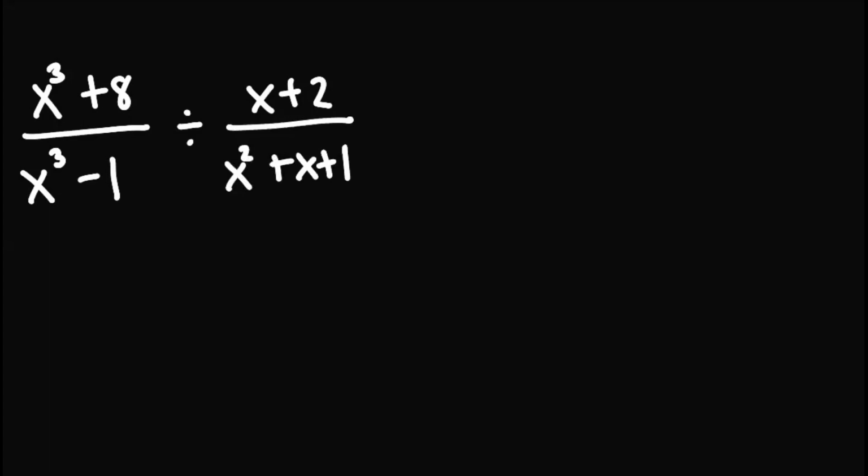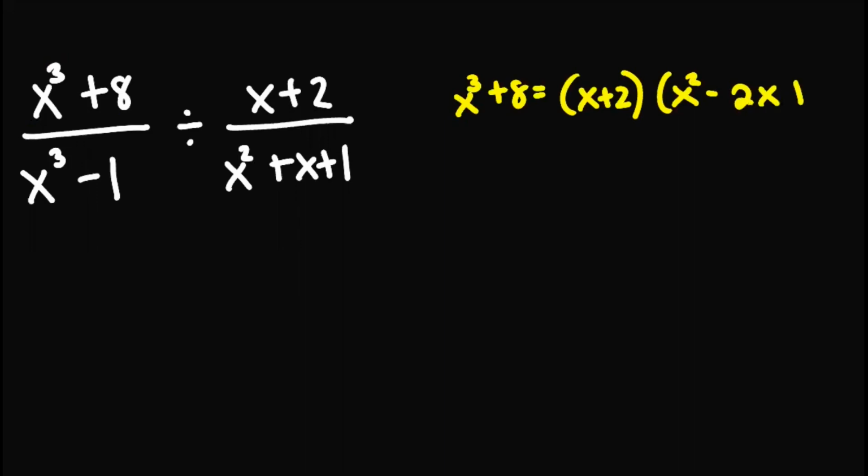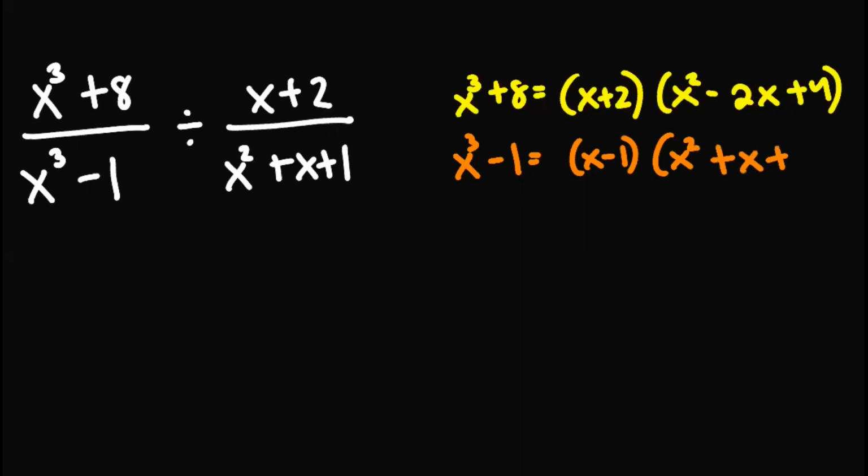To factor this one out, note that x cubed plus 8 equals x plus 2 times x squared minus 2x plus 4. So how did we come up with this one? This is by sum of 2 cubes. And the same goes for this one. We apply difference of 2 cubes. So we'll have x cubed minus 1 is equal to x minus 1 times x squared plus x plus 1.